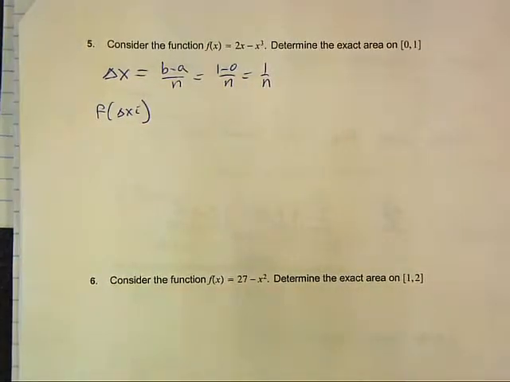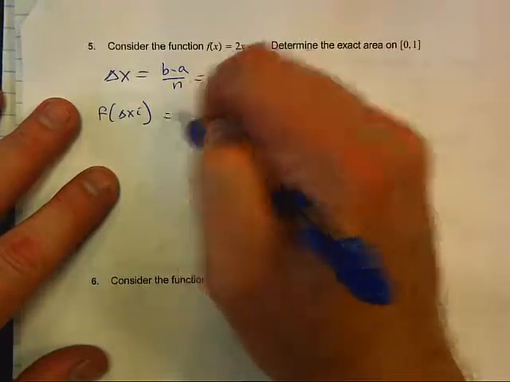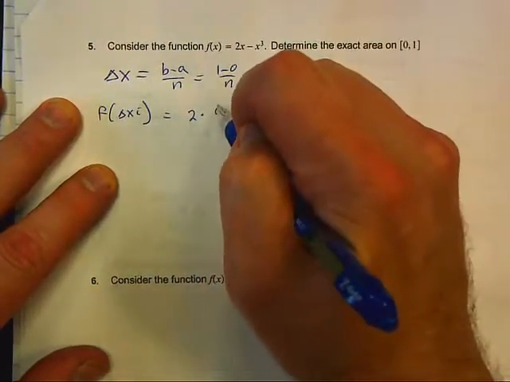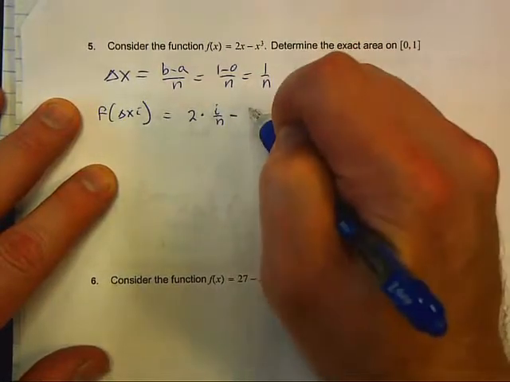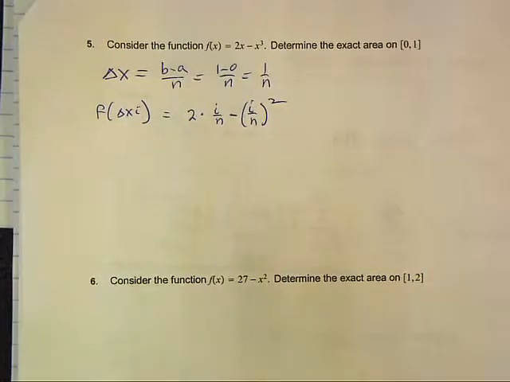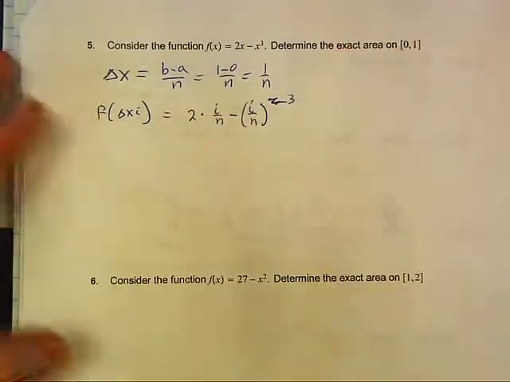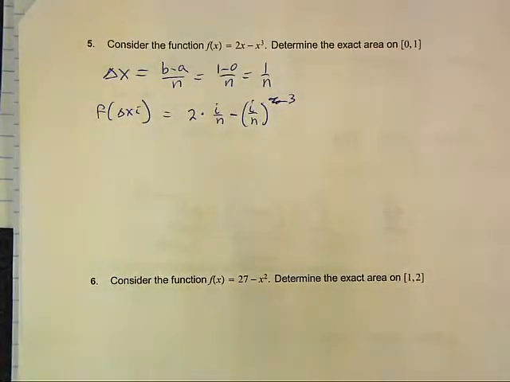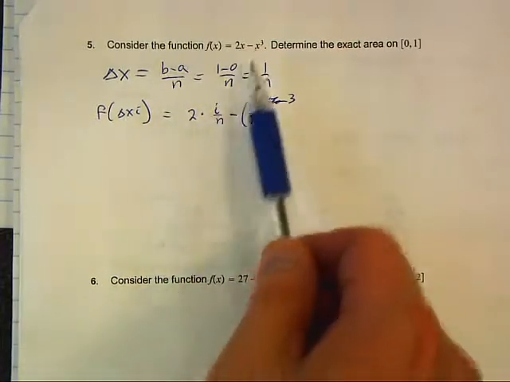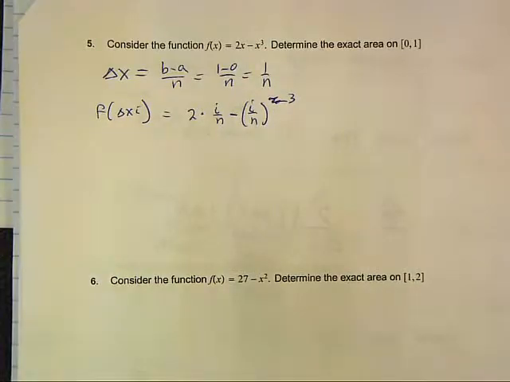How tall is each rectangle? Well, each rectangle is f of delta x i. So that's going to be 2 times i over n minus i over n cubed. I said cubed and wrote squared, I don't know why. Cubed. All I did is I took delta x, which was 1 over n, times i, that's i over n, and plugged it into my function.